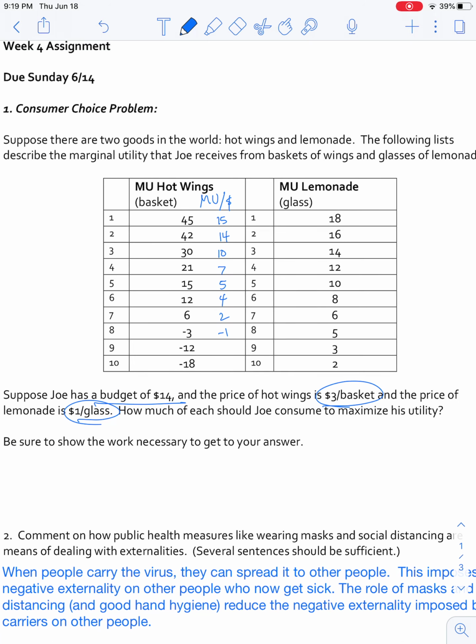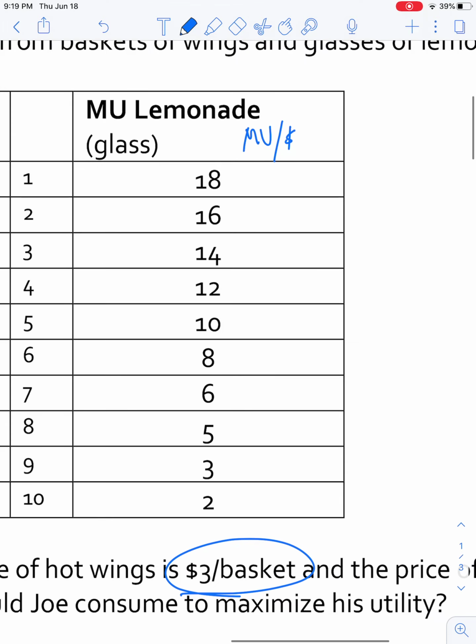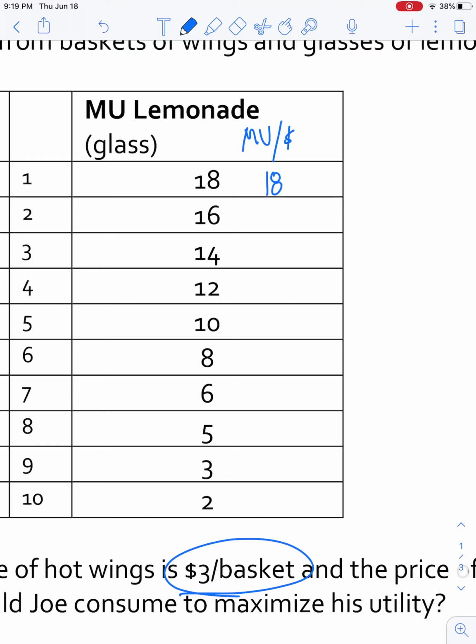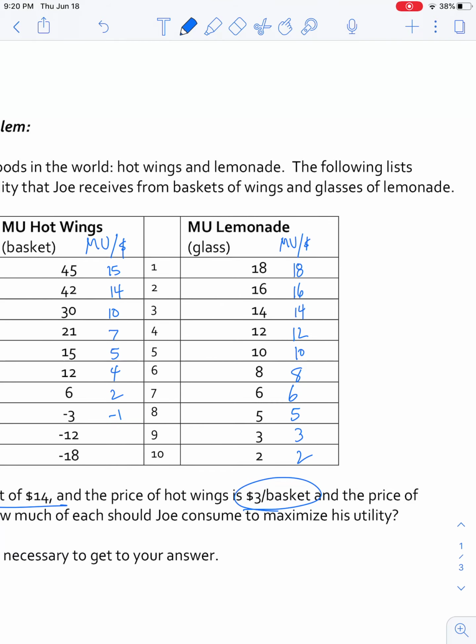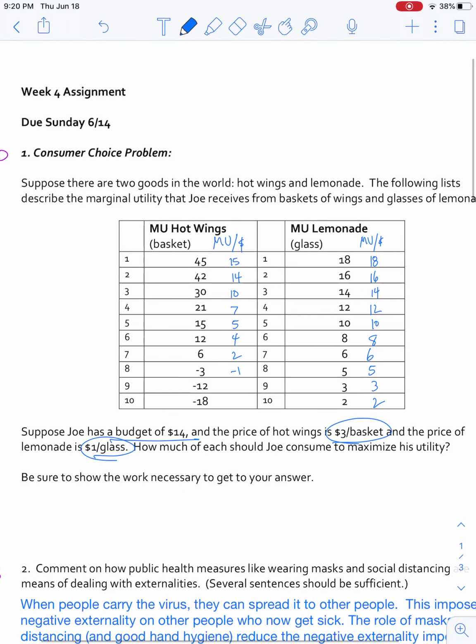Now, what about for the lemonade? Lemonade gives you 18 units of satisfaction for the first glass. The first glass costs you $1. What we really want to know is marginal utility per dollar, but lemonade costs $1, right? So if you divide each of these numbers by 1, you get exactly the same number. 18 divided by 1 gives you 18. I can write it down if that helps, right? 16 divided by the price of 1 gives you 16. So the marginal utility per dollar is going to be exactly equal to the marginal utility number, right? We're just dividing by 1. So you can just skip that step too and just work off the typed column there.